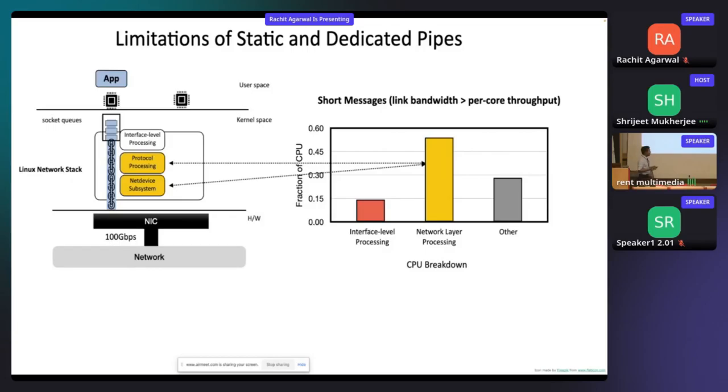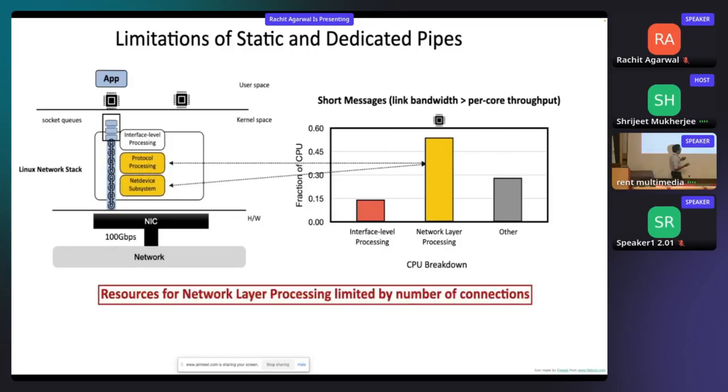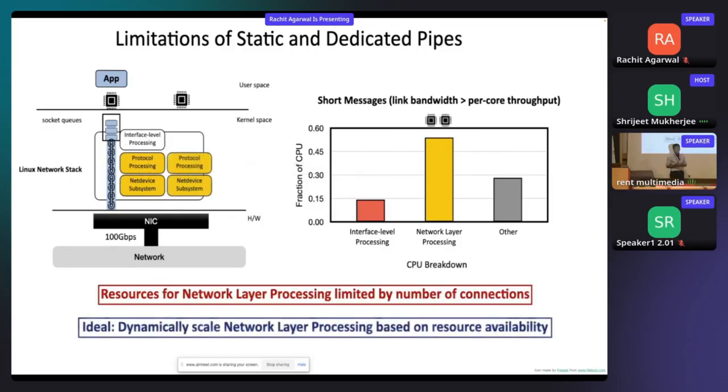So what is ideal, again, is that if I'm stuck in this scenario where my short messages are not getting enough throughput, I should be able to dynamically scale the resources allocated to this layer, not necessarily the upper layer. And today there is no way, because there is a single pipeline, all tightly integrated. There is no way to say, I need more cores for this part, I need more cores for that part of processing. So this is another limitation.